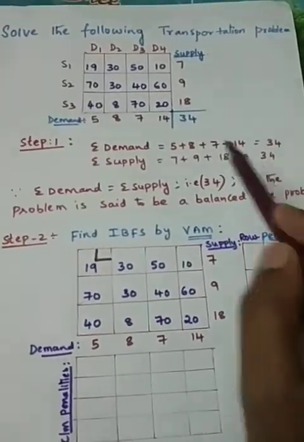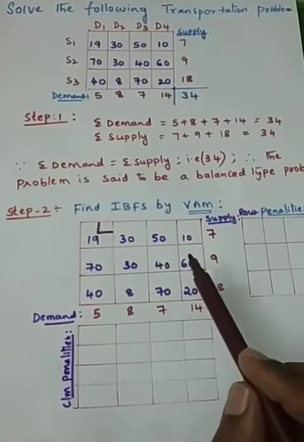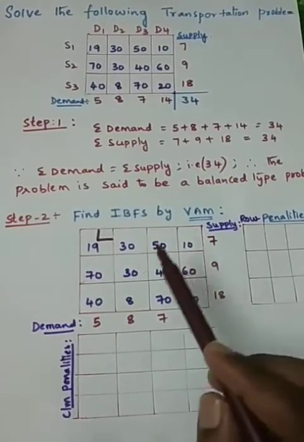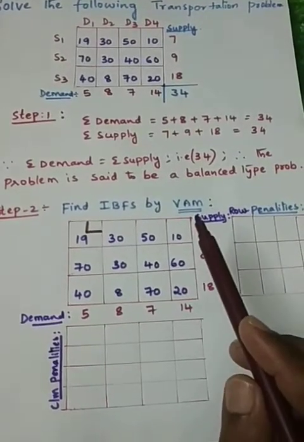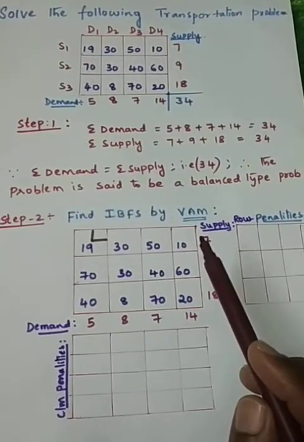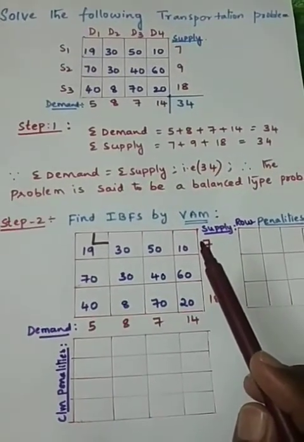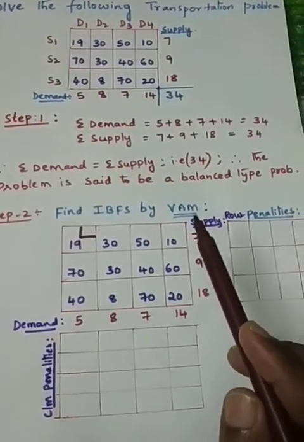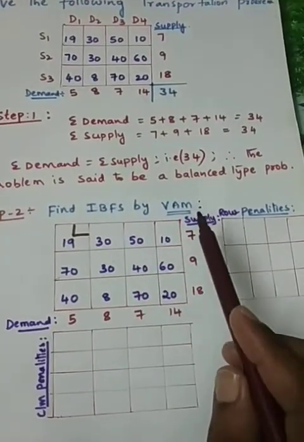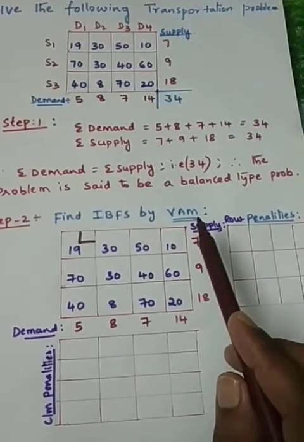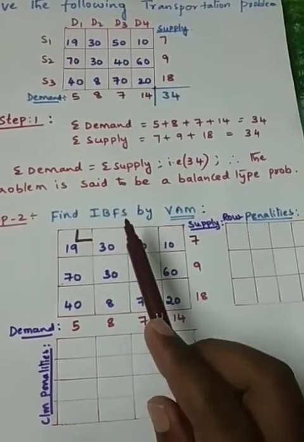So once this first step is completed, the second step is to find out the initial basic feasible solution. To find out the initial basic feasible solution, we have three different methods, namely northwest corner method, second one is least cost method, and third one is Vogel's approximation method. As I said, among the three methods, Vogel's approximation method is the best method to find out the initial basic feasible solution. Therefore I use the VAM method, or Vogel's approximation method, or penalty method as we call it, to find out the initial basic feasible solution.